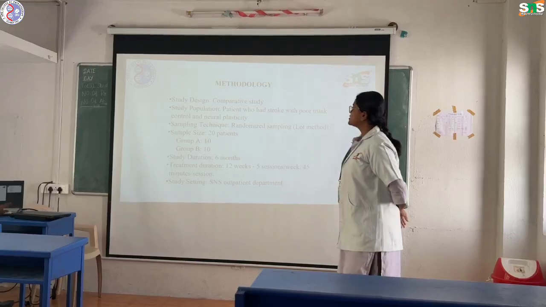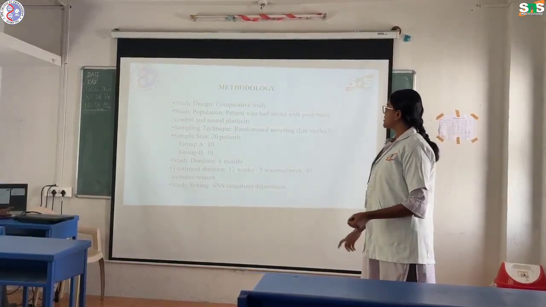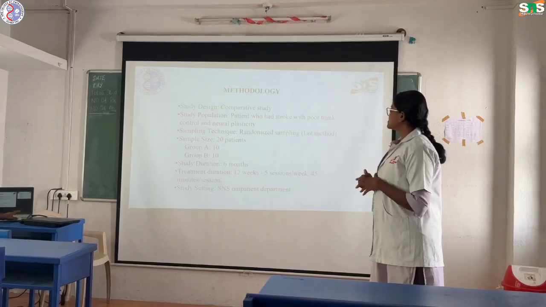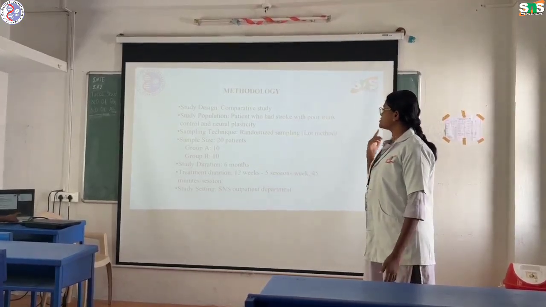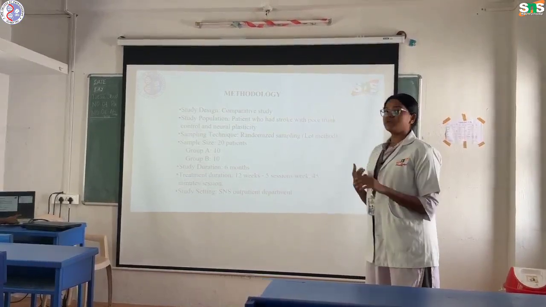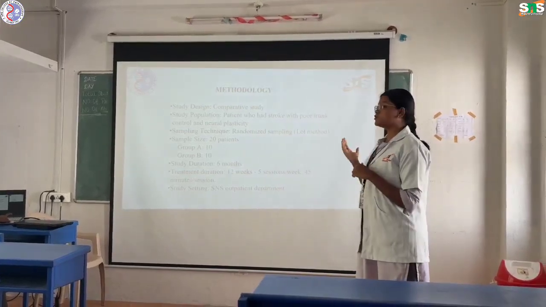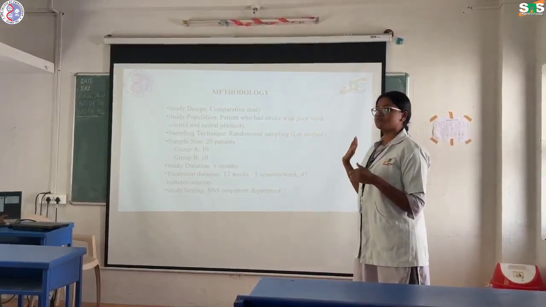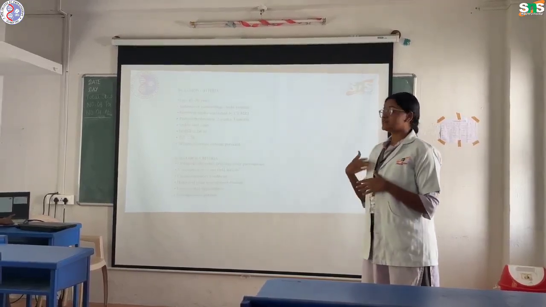The methodology: the study design is a comparative study. The study population is patients who have stroke with poor control in the tongue and neuroplasticity. The sampling technique is randomized sampling. The patients taken are 10 in each group. The study duration is 6 months and the treatment duration is 12 weeks, 5 sessions per week and 45 minutes per session. The study setting is the outpatient department.